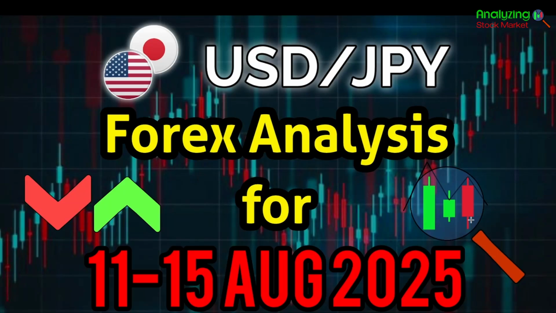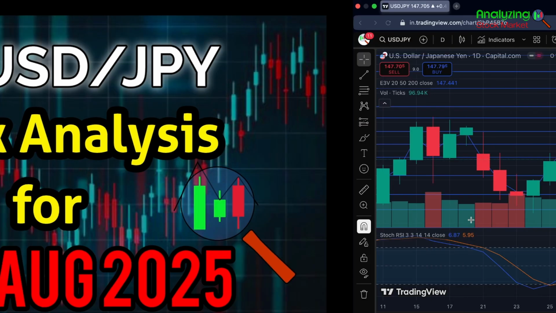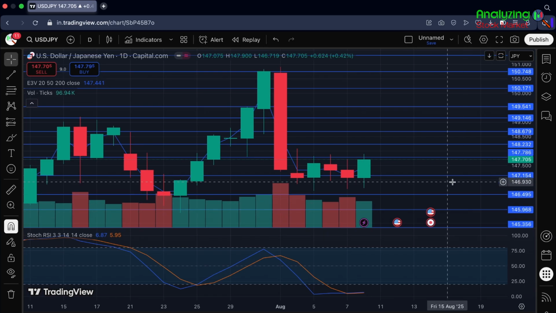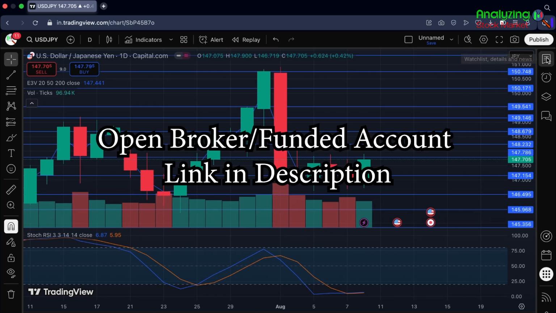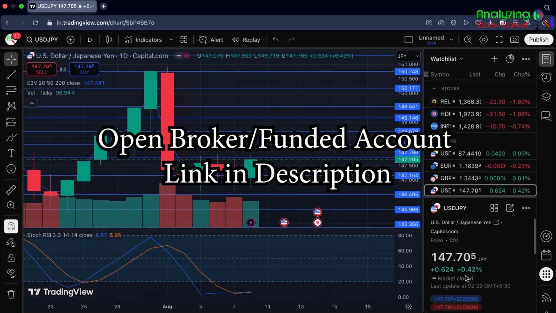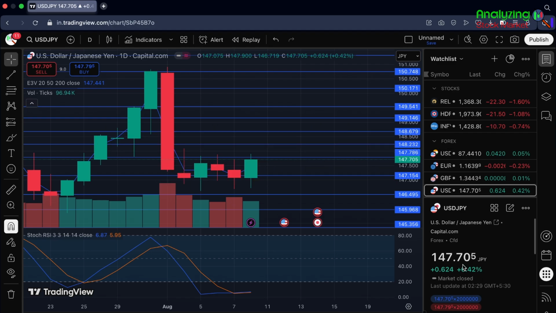So today we'll be talking about the USD JPY pair and we'll do the Forex analysis for 11th to 15th August 2025. So let's go straight to our charts. First, let's talk about what happened in USD JPY on Friday. Here 0.42% was the positive closing. 147.705 was the closing on Friday.